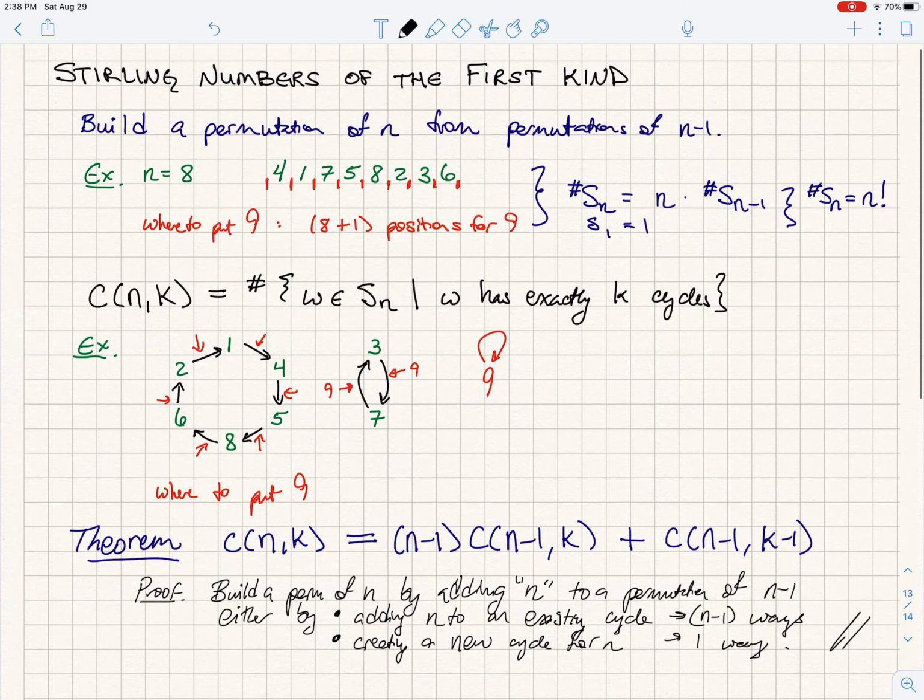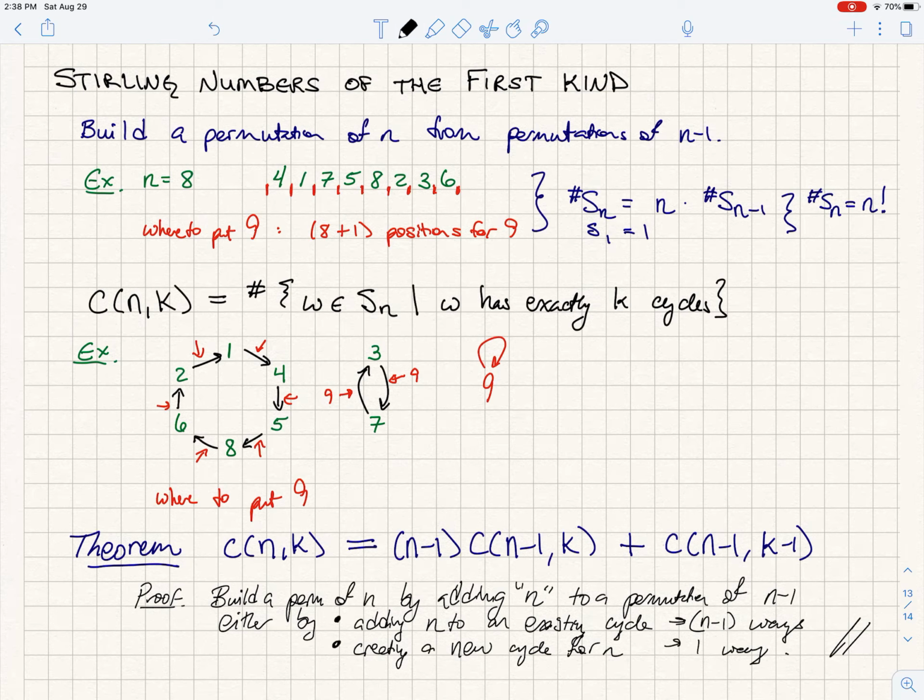So this is a really powerful recurrence relation for Stirling numbers of the first kind. Again, this is the signless version. In the signed version, we would keep track of the parity of k. But in the signless version, we have this nice recurrence relation, and we build it up in just this way.